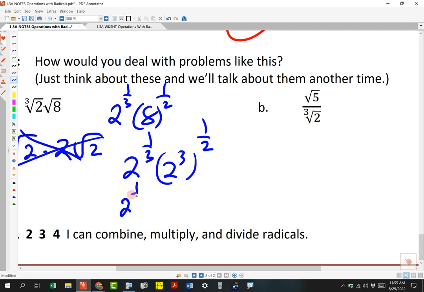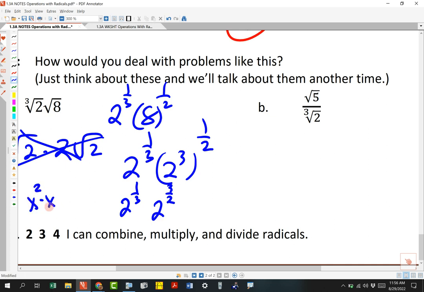Okay. Does everybody agree that the cube root of 2 is 2 to the 1/3? Does everybody agree that this is 8 to the 1/2 power? Everybody agree 8 is the same as 2 cubed? Power to a power, what would we do with these? Multiply them, so this would be 2 to the 3/2. Same base, we're going to multiply these together.